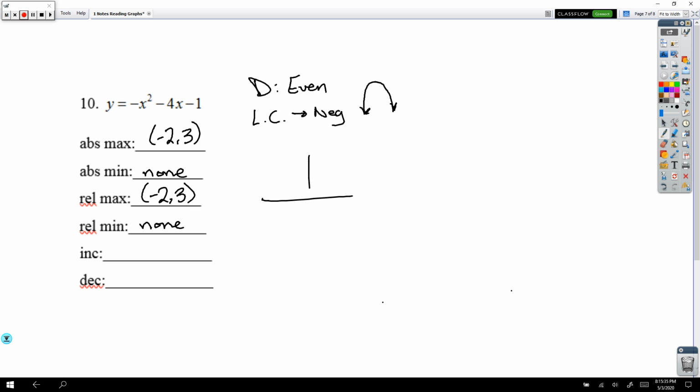Right, so if I think about the graph, here's negative 2. That's where that maximum point is. There's 3. So it looks something like that. So increasing from negative 2 all the way to the left. So increasing from negative infinity to negative 2, and then decreasing on the right side. So negative 2 to infinity. All right, that is it.